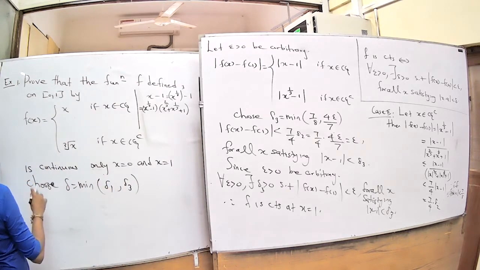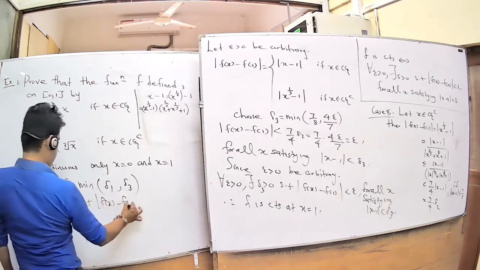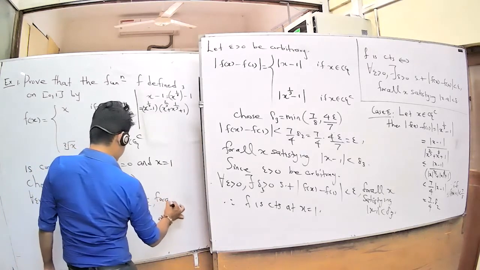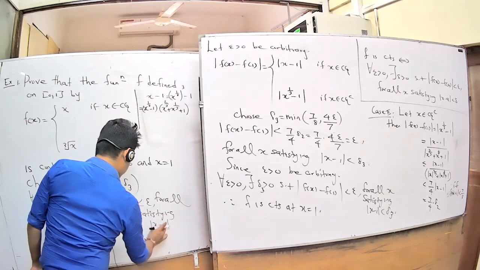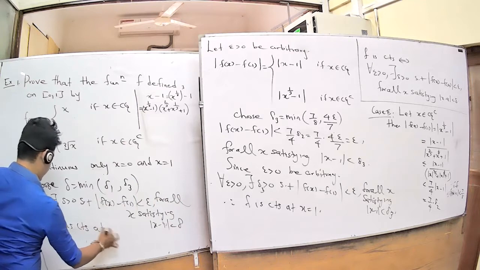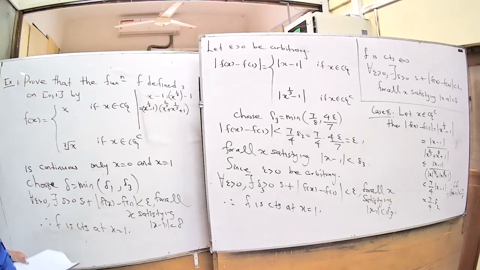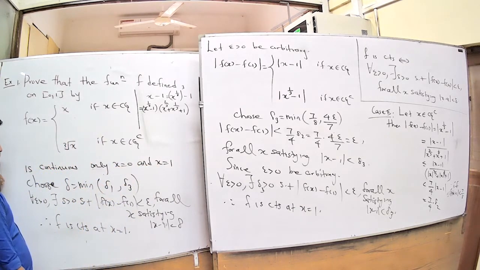Then you can say that for the minimum of delta 1 and delta 3, for all epsilon greater than 0, there is delta greater than 0 such that |f(x) - f(1)| < epsilon for all x satisfying |x - 1| < delta. Therefore, f is continuous at x equal 1, for rational or irrational numbers, both cases. Now we have proved x equal 0 and x equal 1 are continuous. The last claim is to show that the other points, except 0 and 1, are discontinuous. We will prove that part next.